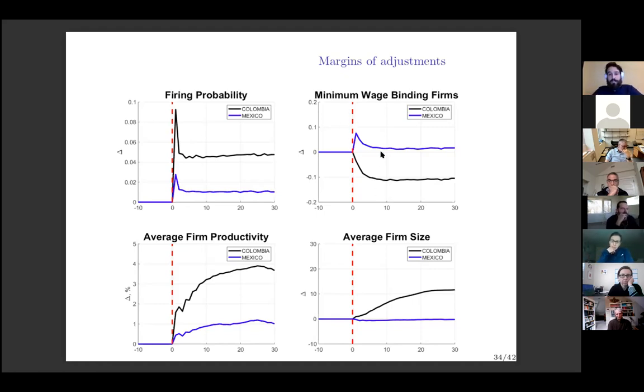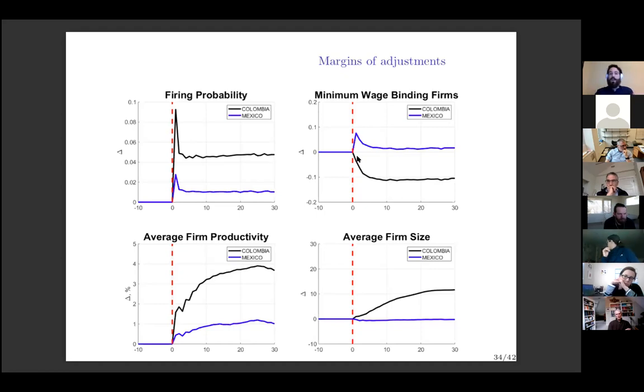If you look at the right upper panel, I'm reporting the share of firms paying the minimum wage. This follows a completely different dynamic between the two countries. As you can see, firms in Mexico are able to adjust wages down following a liberalization. So there is a big chunk of firms that suddenly start paying a lower wage, making the share of firms paying the minimum wage much larger on impact. But then as firms grow, they pay higher wages, so it declines slowly.